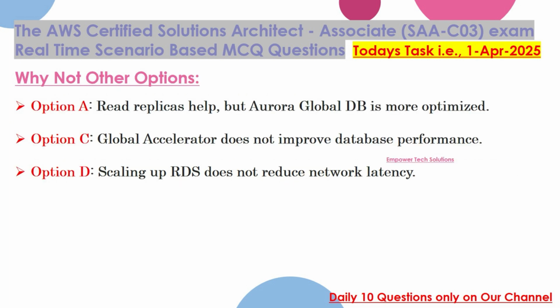Why not other options? Option A. Read replicas help, but Aurora Global DB is more optimized. Option C. Global Accelerator does not improve database performance. Option D. Scaling up RDS does not reduce network latency.